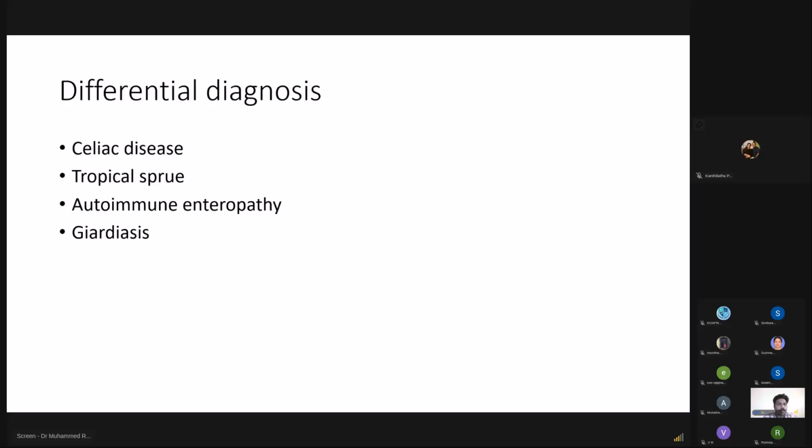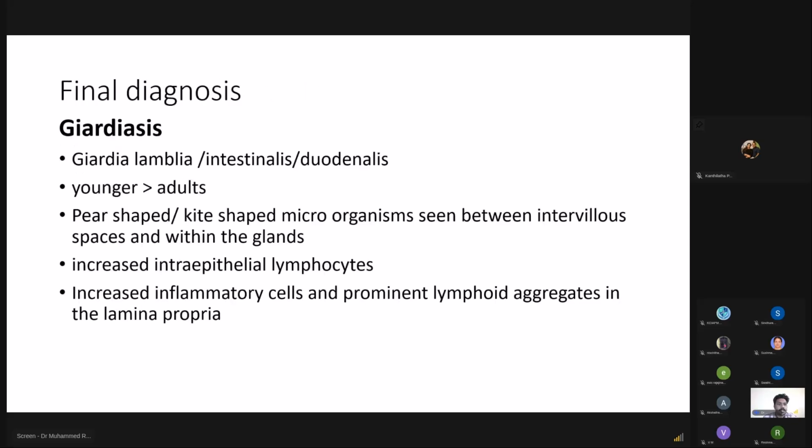My differential diagnoses are celiac disease, tropical sprue, autoimmune enteropathy, and giardiasis. And the final diagnosis is giardiasis. Giardiasis is caused by Giardia lamblia, also called Giardia intestinalis or Giardia duodenalis, and is common in younger individuals rather than adults. In histopathology, there are pear-shaped or kite-shaped microorganisms seen between intervillous spaces and within the glands. There are increased intraepithelial lymphocytes, increased inflammatory cells, and prominent lymphoid aggregates in the lamina propria. Thank you.